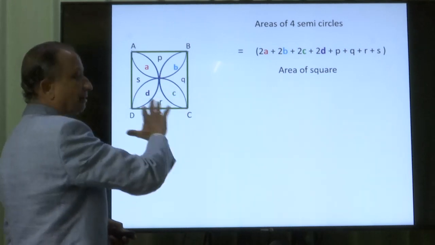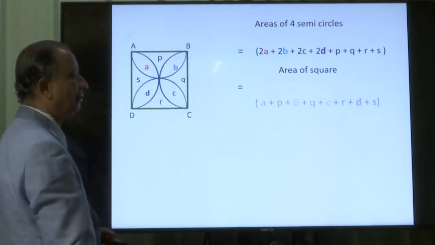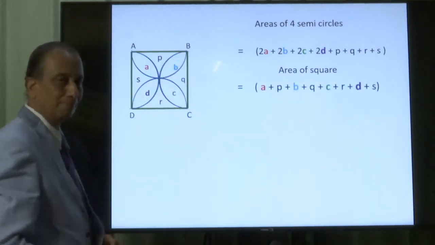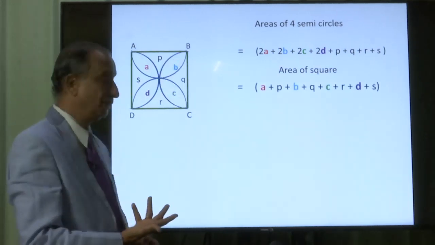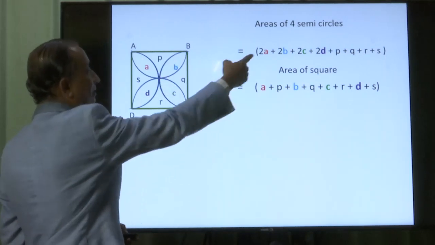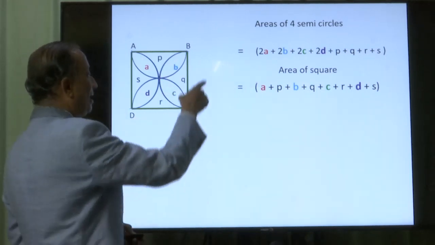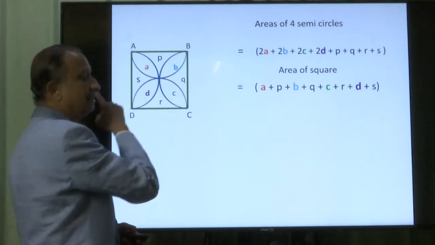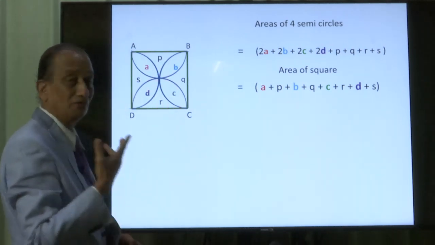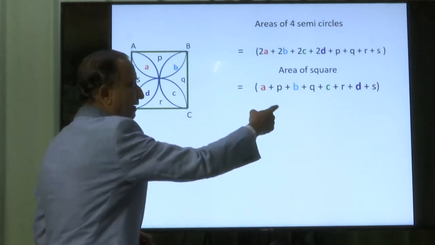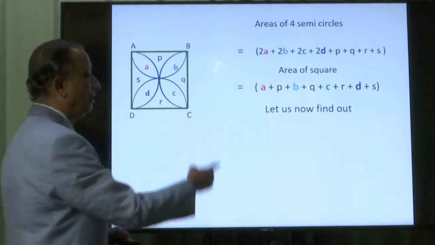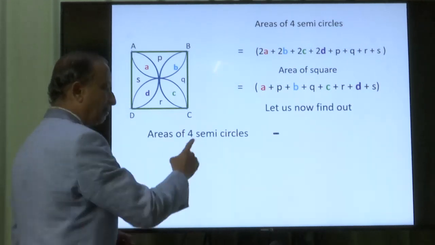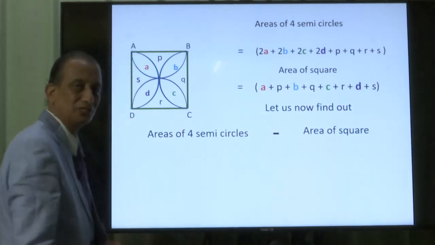Sum of the areas of all these 8 regions will give us the area of the square ABCD. Now, what is the next thing? So, you know the areas of 4 semicircles and the area of square. We wanted the sum of the areas of these 4 regions. For that, we need to subtract this from the total area. Let us now find out the areas of 4 semicircles and from this subtract the area of the square.